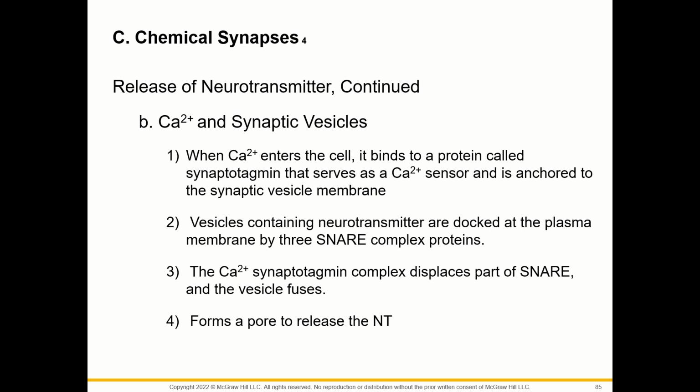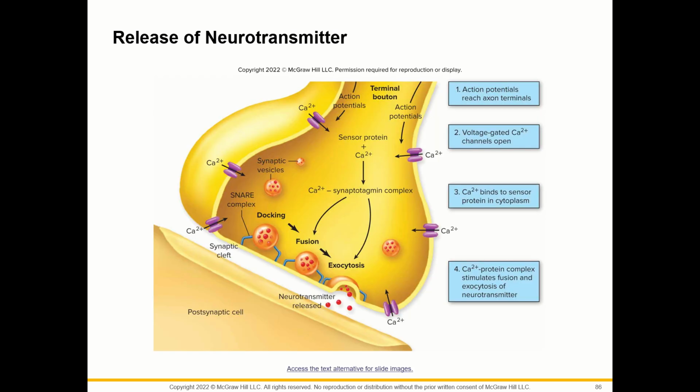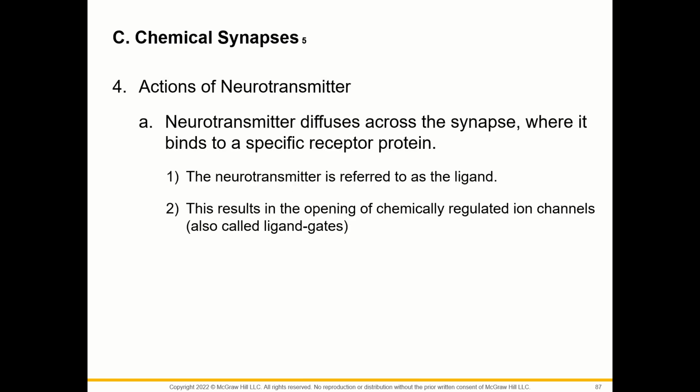Number two, vesicles containing neurotransmitter are docked at the plasma membrane by 3 SNARE complex proteins. And number three, the calcium-synaptotagmin complex displaces part of SNARE and the vesicle fuses, and number four, forms a pore to release the neurotransmitter. So here you see, in figure 7.23, the action potential reached the axon terminal, opening the voltage-gated calcium channels. Calcium is going to bind to a sensor protein in the cytoplasm and stimulate fusion and exocytosis of the neurotransmitter.